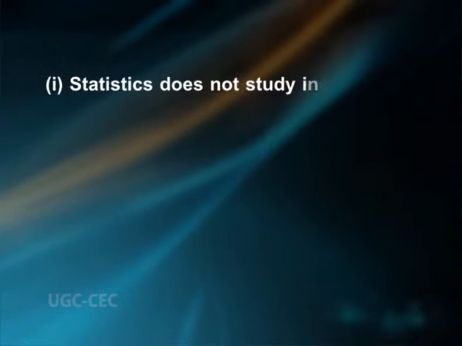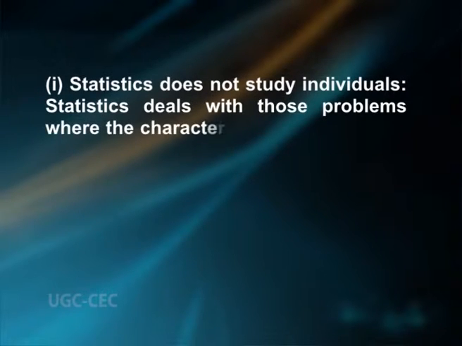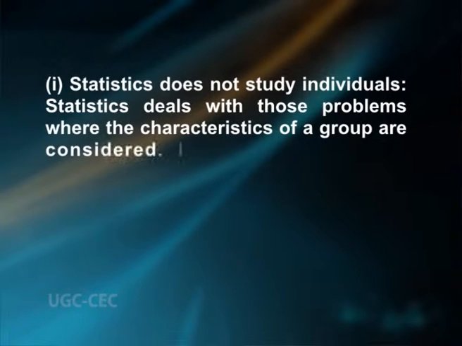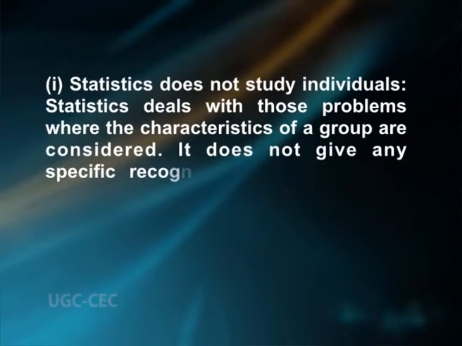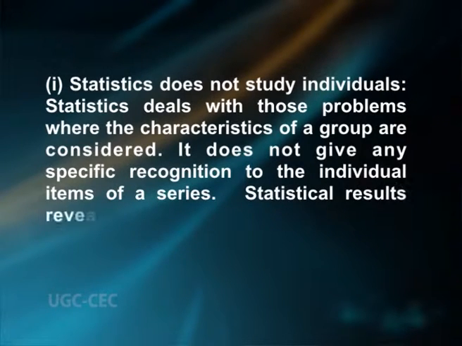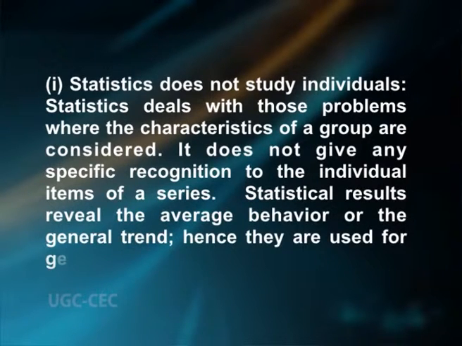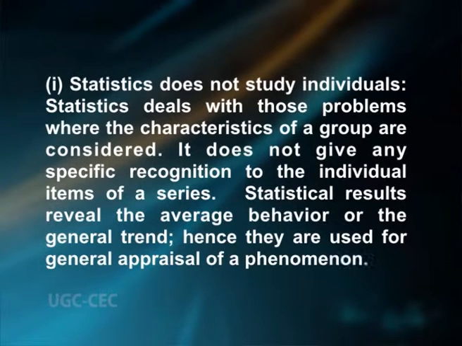Limitations of statistics. Even though the science of statistics is a powerful tool to solve many decision making problems, it has some limitations also. Some important limitations of statistics are: 1. Statistics does not study individuals. Statistics deals with those problems where the characteristics of a group are considered. It does not give any specific recognition to the individual items of a series. Statistical results reveal the average behavior or the general trend. Hence, they are used for general appraisal of a phenomenon.